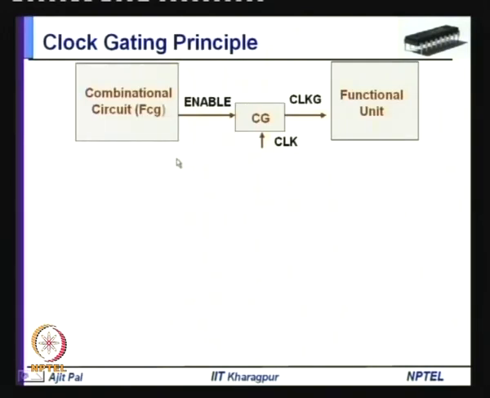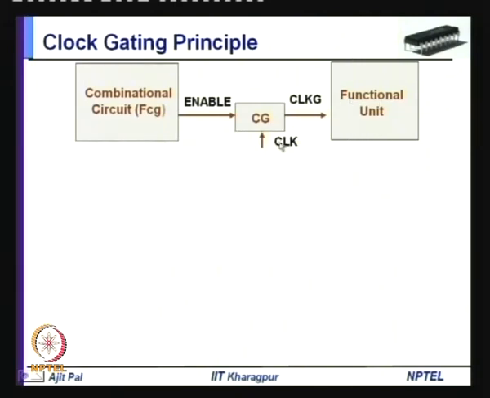Basic idea is shown here. Here you have a functional unit. It can be a register, it can be an ALU, it can be any component, transmitter, or receiver. That functional element receives a clock. Normally it comes directly from the clock circuit, but what you can do is add one additional circuitry, that is the FCG. That FCG actually identifies when the clock needs to be applied to this functional unit.